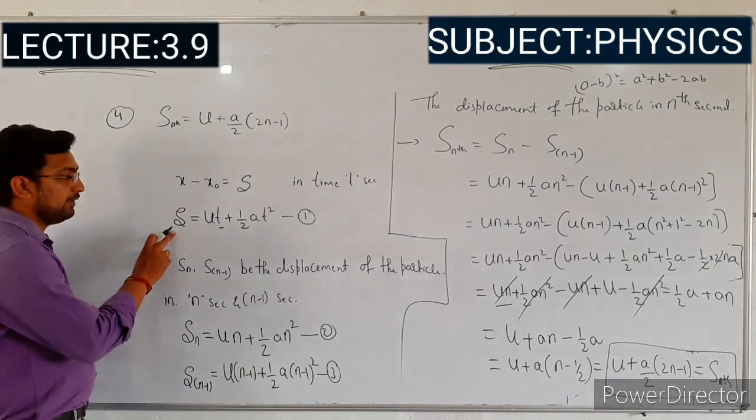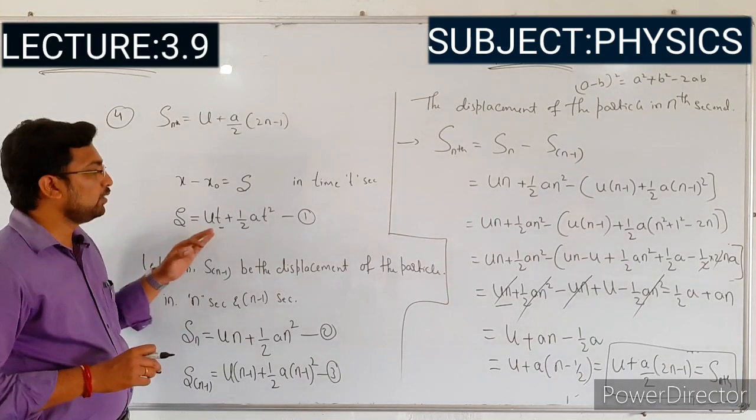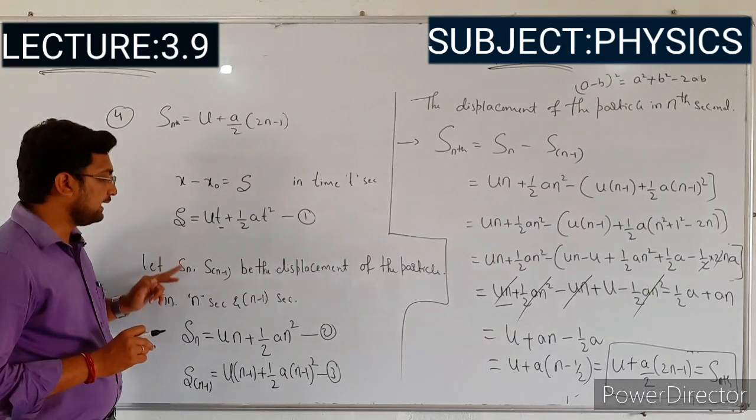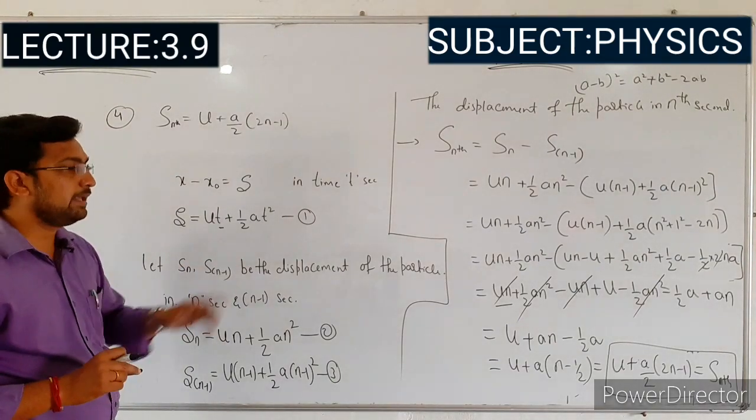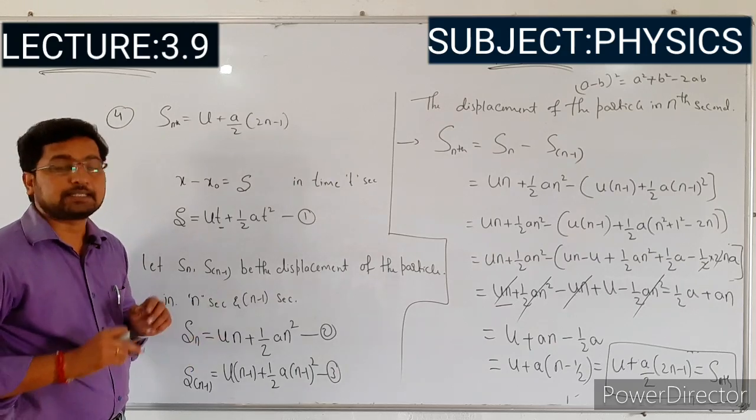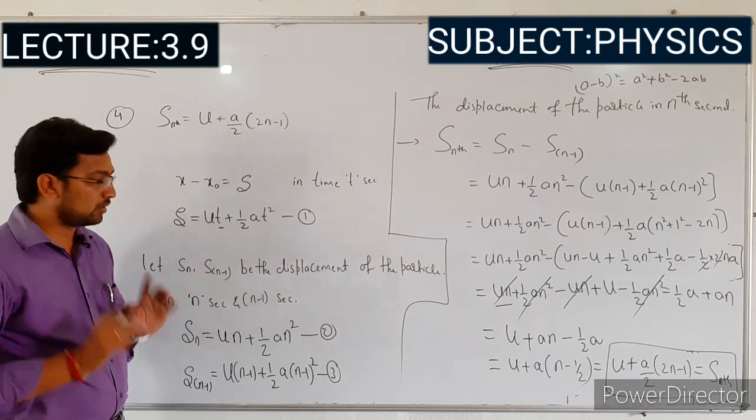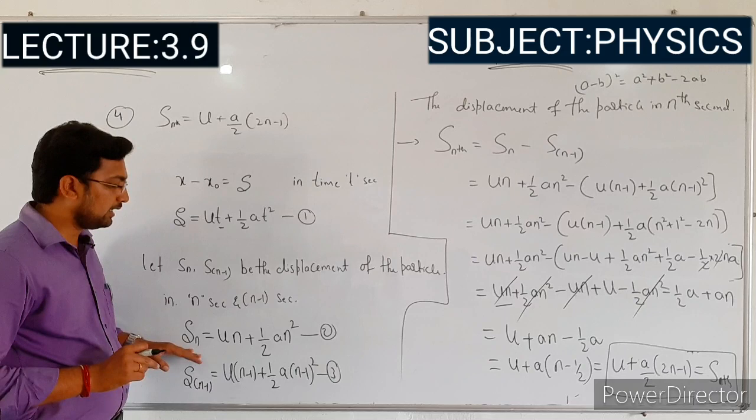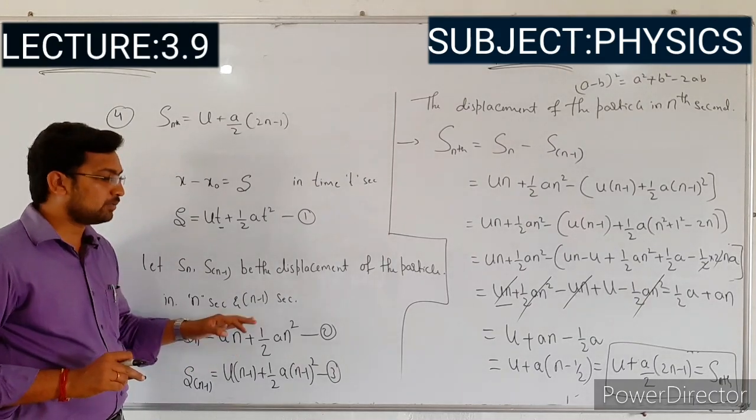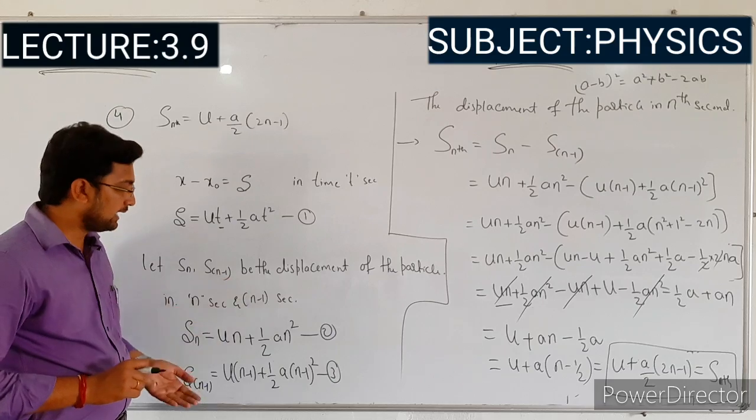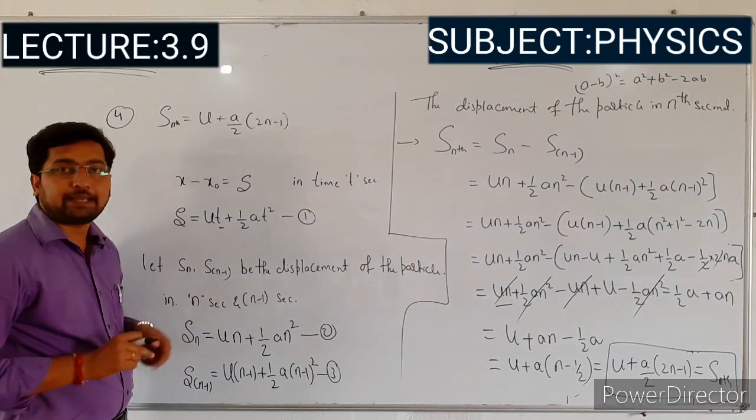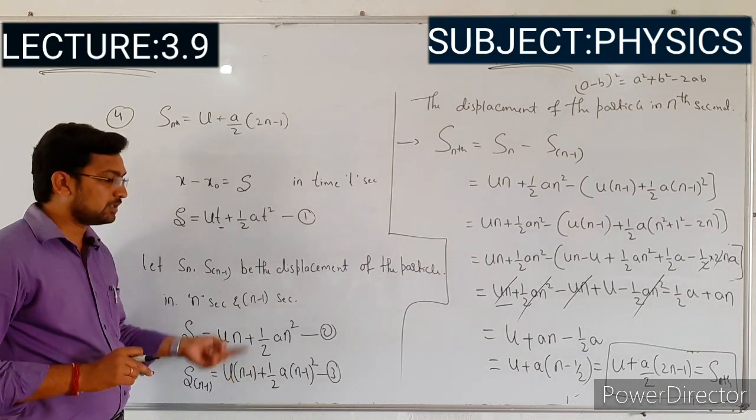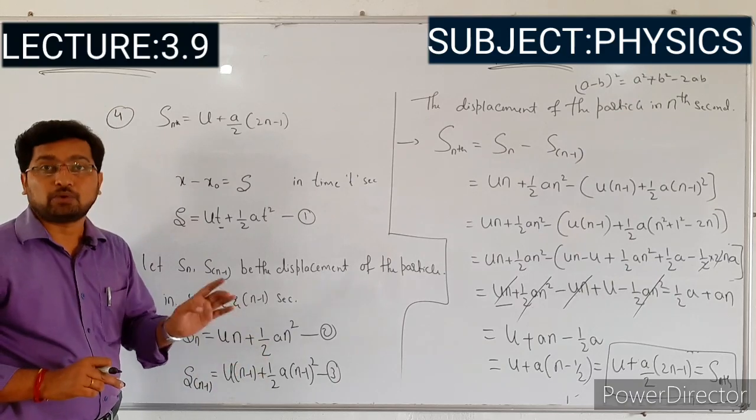So after that, already we know the displacement equation, that is s equal to ut plus half at square. So after that, let s suffix n and s suffix n minus 1 be the displacement of the particle in the nth second and n minus 1 second. So here in place of t, we are substituting the n value. So we will get the equation s suffix n is equal to un plus 1 by 2 an square, right. So in the next case, we are substituting the t value as n minus 1, then you will get s of n minus 1 is equal to u bracket of n minus 1 plus 1 by 2a bracket of n minus 1 whole square, right.